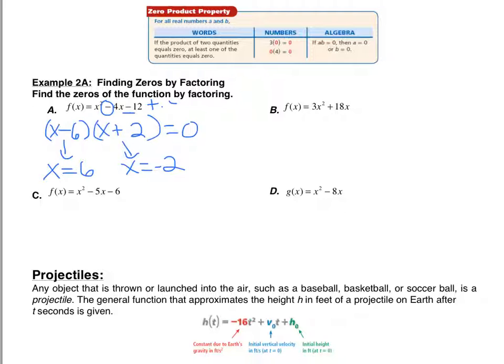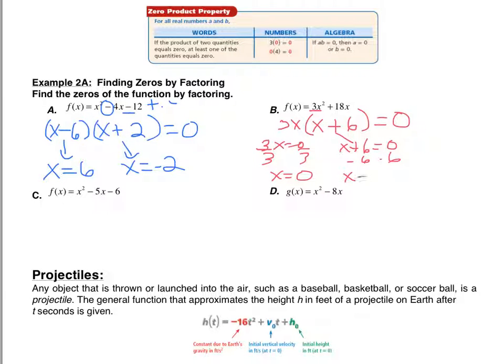In the next function, we have 3x squared plus 18x. They both have a 3 and an x in common. So if I divide 3x out of 3x squared, I just get x. And if I divide 18 by 3, I get 6. And I divide out the x, I just have x plus 6. And we set that equal to 0. That means that 3x can be 0, which means if I divide by 3, I get x equals 0. Or x plus 6 equals 0, minus 6, x equals -6.